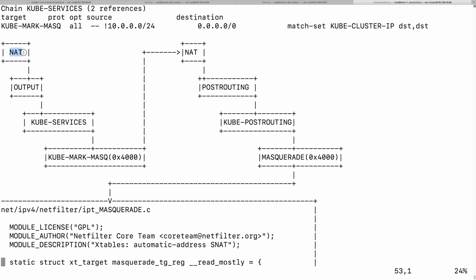So again, the NAT table has an output chain and a post routing chain. First it goes through the output chain. Then the output chain references the Kubernetes services chain. And the Kubernetes services chain references the Kubernetes mask chain. And in this chain, it has the rule to mark a packet with this flag.